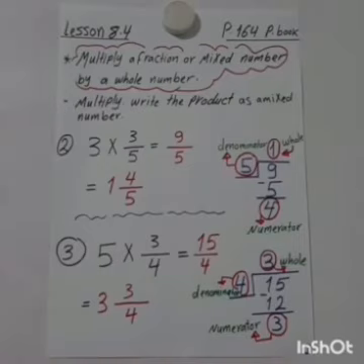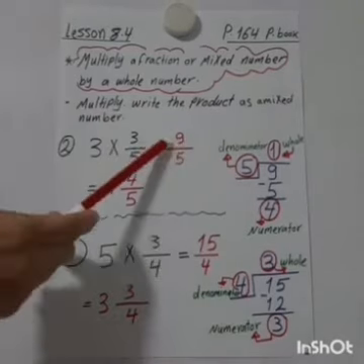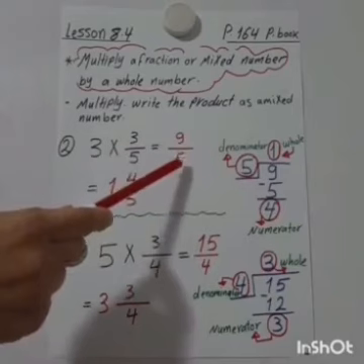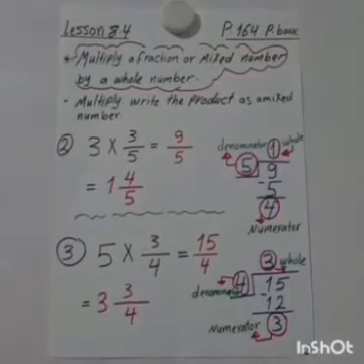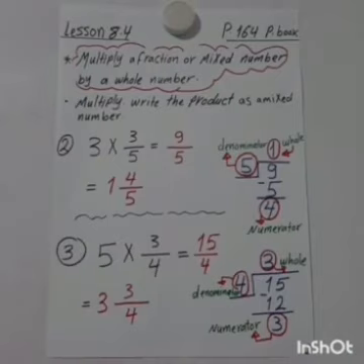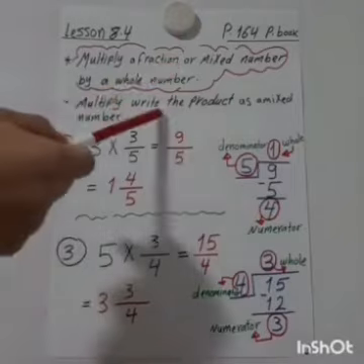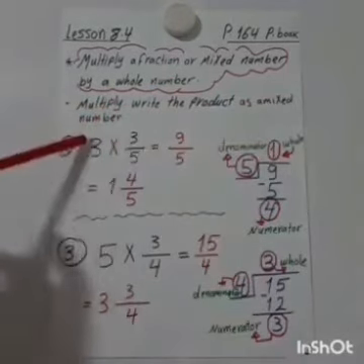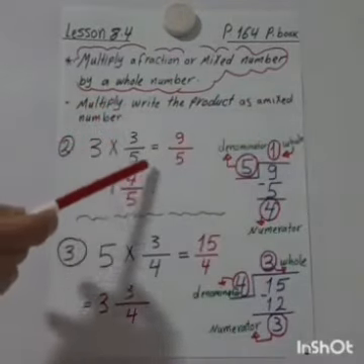And don't forget that a fraction greater than 1 means the numerator is greater than the denominator. Do you see the numerator greater than the denominator? So you must know what a fraction greater than 1 is. Okay? Then number 1: multiply and then write the product as a mixed number. So we have 3 times 3/5.